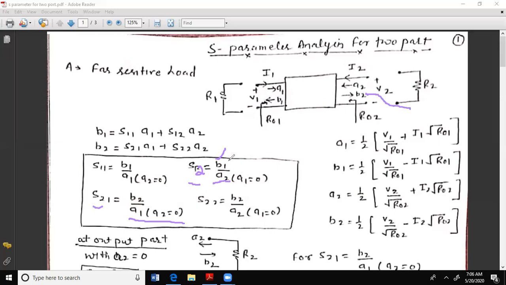That is the reverse transmission coefficient. Okay, so these are the first type of mathematical interpretation of the S parameter. Now we will discuss the significance of A1 equal to 0 and A2 equal to 0.